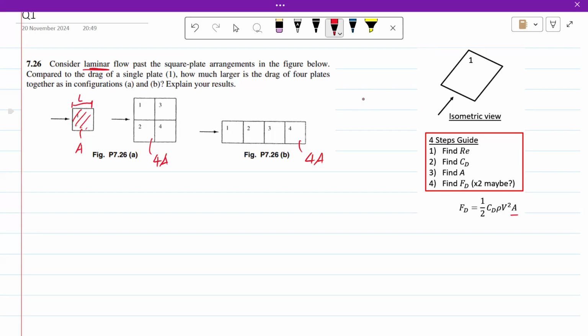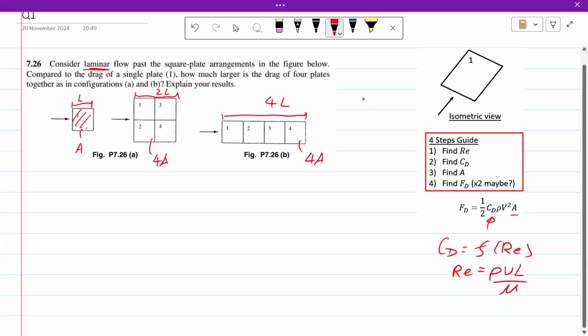Each of the lengths, we're going to call them L. In this case, that is 2L and that is 4L. That's going to change our drag coefficient, because the CD is a function of your Reynolds number, right? RE is equal to rho UL divided by mu. If your L changes from L to 2L to 4L, that also changes your Reynolds number and drag coefficient.